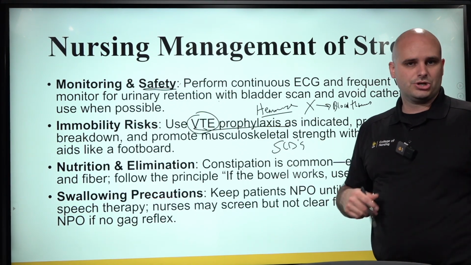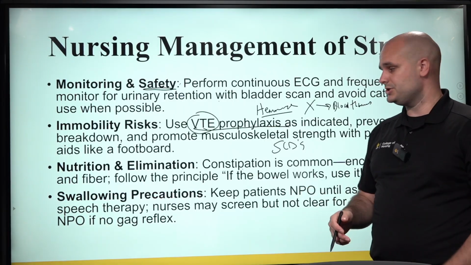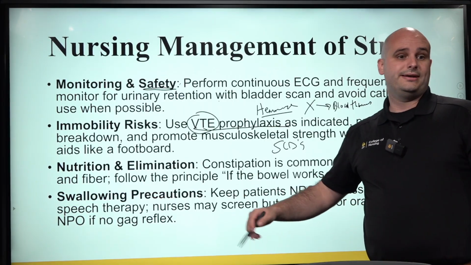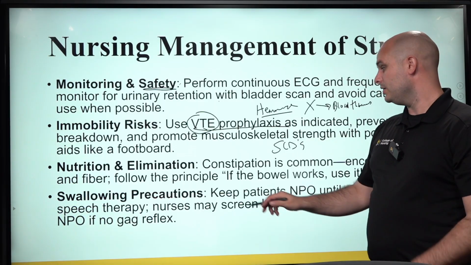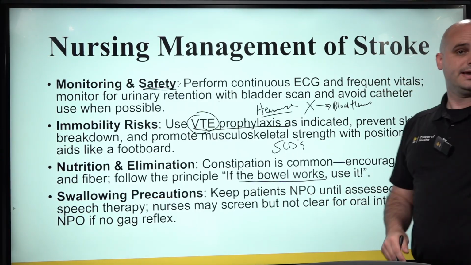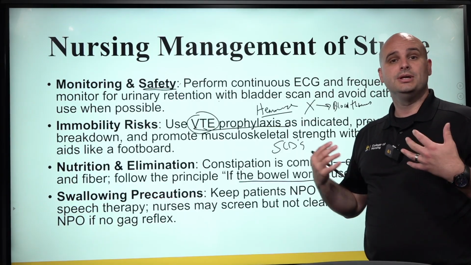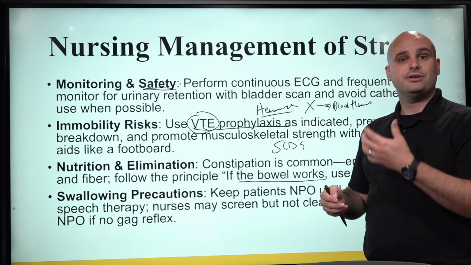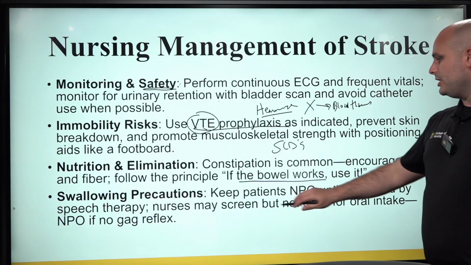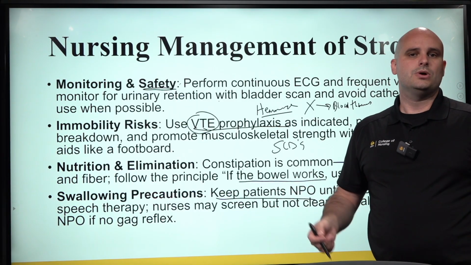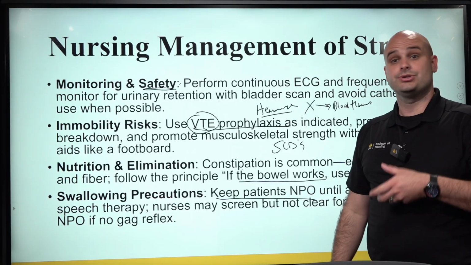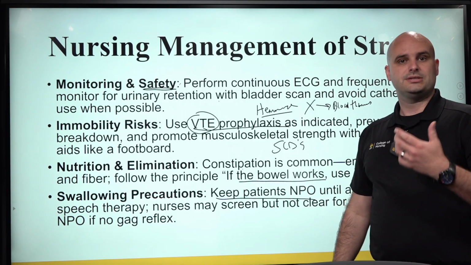Constipation is common. Make sure that we give them medications for that. If they're eating, if their GI system is working but they can't swallow anymore, we want to still use the bowel. So that could be like a PEG tube, NG tube, some type of tube to get them nutrition even if they can't swallow. And then the swallowing precaution, we're always going to keep our patient NPO until we make sure that they can swallow. And a lot of times you guys will do that as a nurse. You'll give them a glass of water to drink and then see what happens.